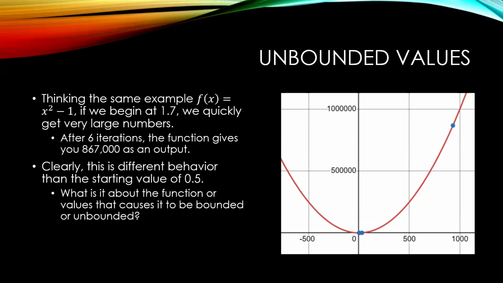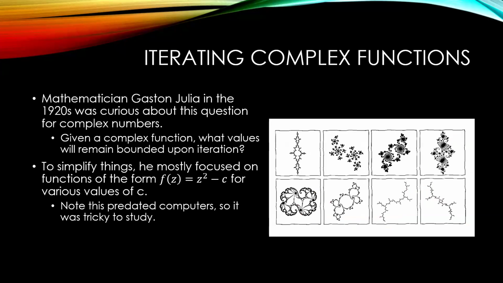Well, Julia was interested in this, but he was interested in complex functions. And so functions of complex numbers. And he did the same function just with complex numbers. And so mathematician Gaston Julia in the 1920s was curious about this question for complex numbers. Given a complex function, what values will remain bounded upon iteration? To simplify things, he mostly focused on this one function, z squared plus c, for various values of c.